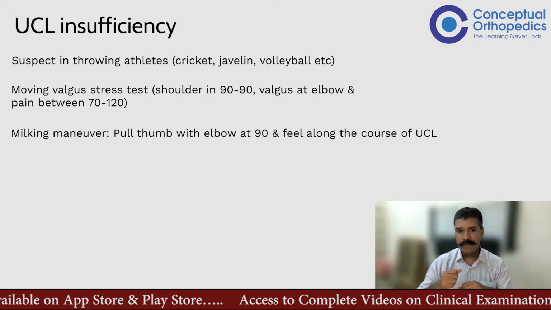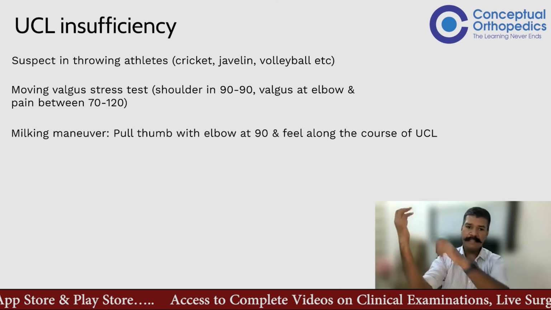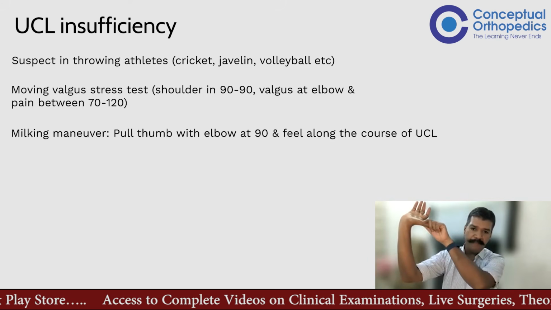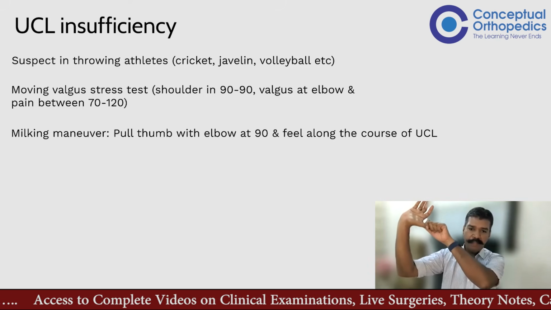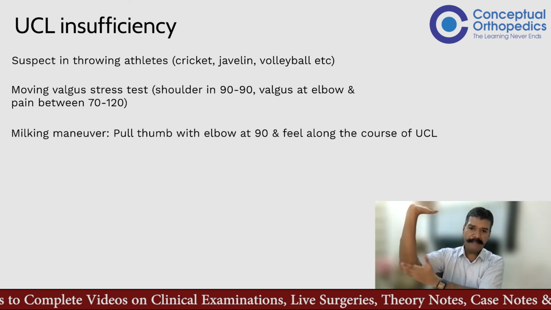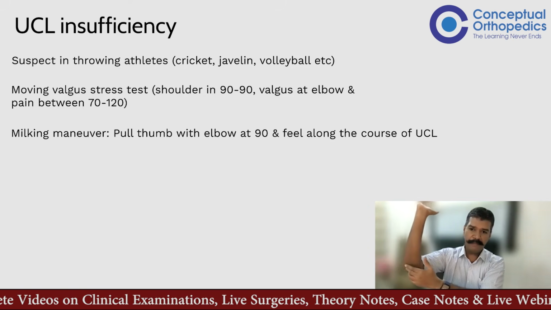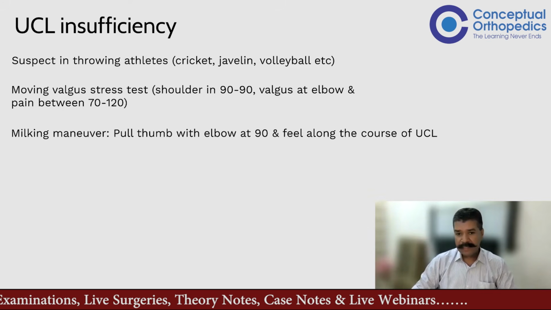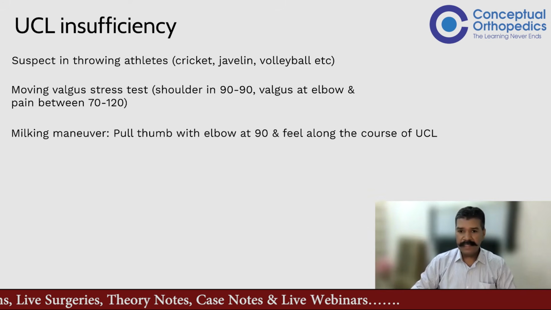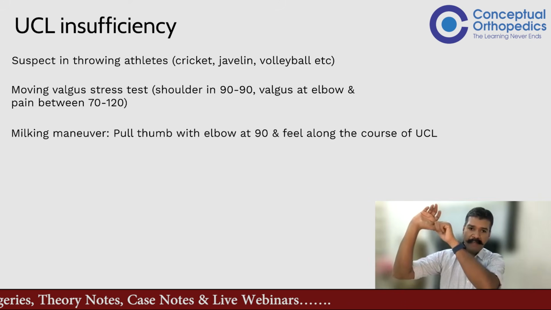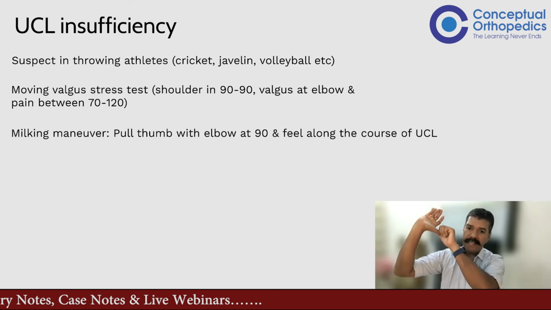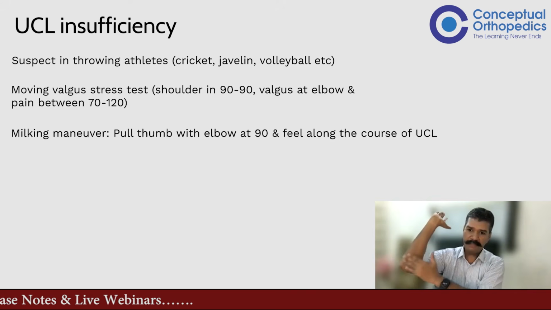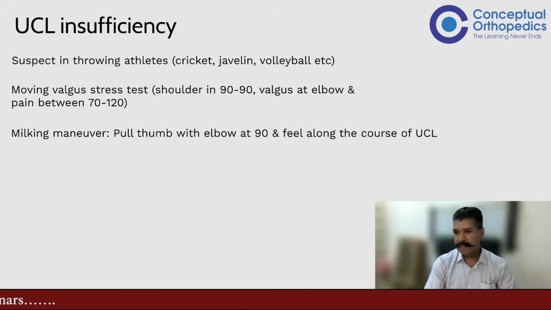An easier test to do is what is called the milking maneuver. Essentially, you pull at the thumb with the elbow bent to 90 degrees. So when you pull at the thumb, you're essentially imparting a valgus strain along the elbow and you feel along the course of the ulnar collateral ligament. This is a very sensitive test and it is very easily elicited in the OPD. Sometimes the mere act of pulling the thumb with the elbow at 90 is enough for the patient to tell you that he or she is feeling a lot of pain along the medial side of the elbow. It is only very occasionally that you need to feel along the course of the ulnar collateral ligament.